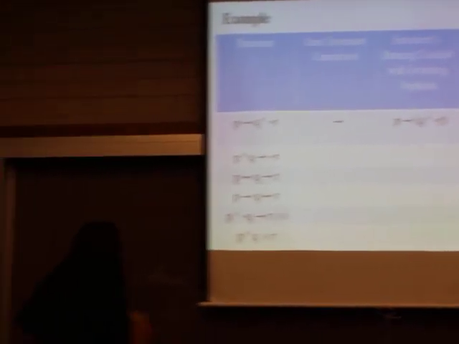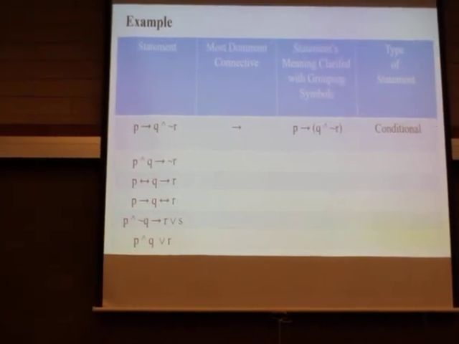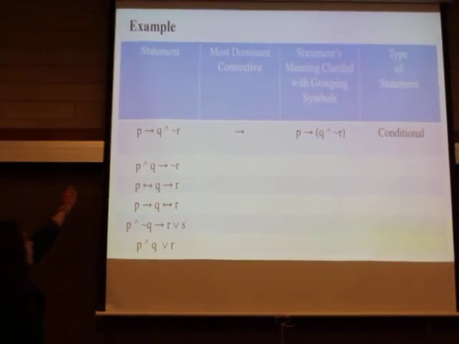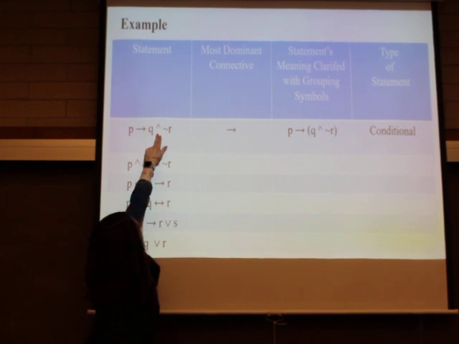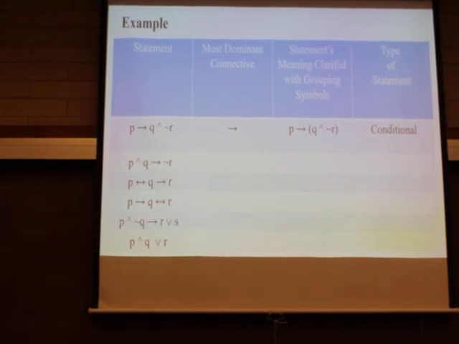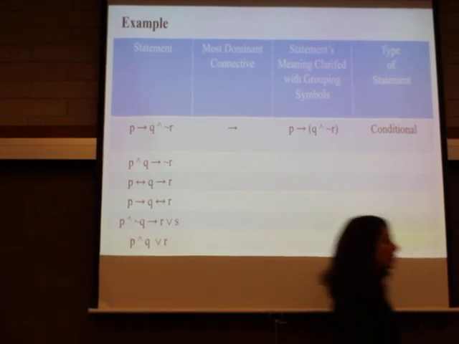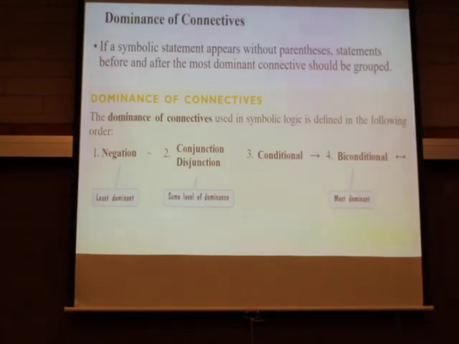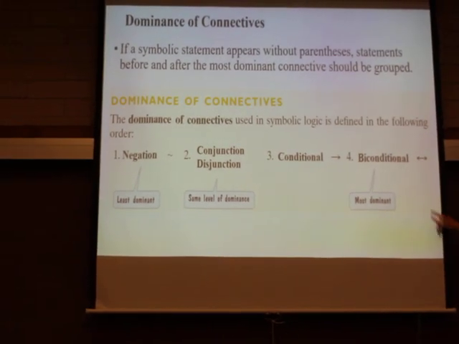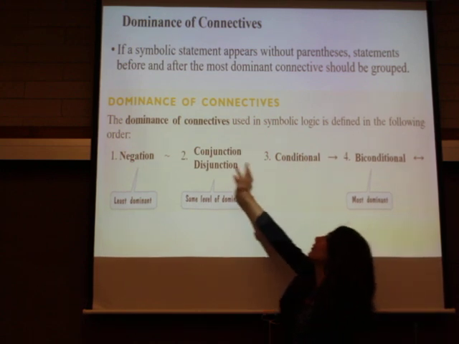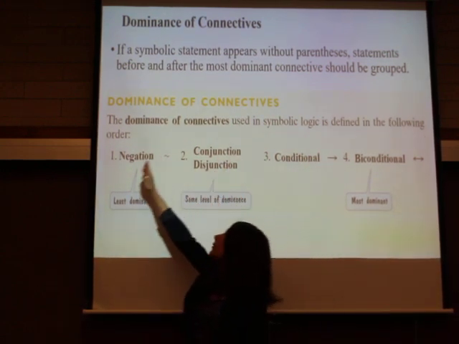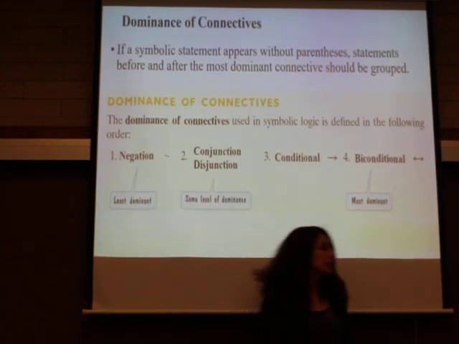Look at the first one. There is no comma, no parentheses, so look here. I have conditional and negation. Which one is the most dominant? I go back to the previous slide one more time. See, biconditional is the most dominant, then conditional, then and or the same, and negation is the least dominant one.